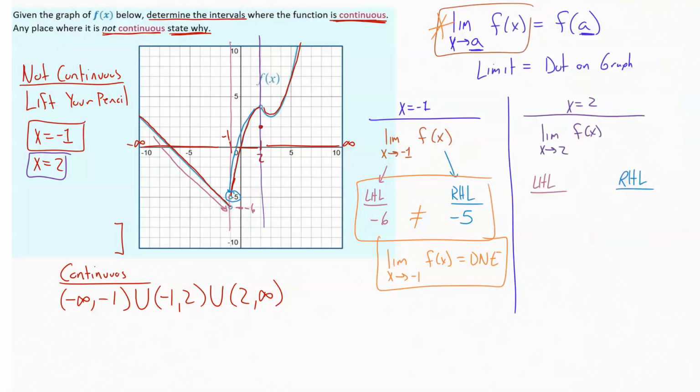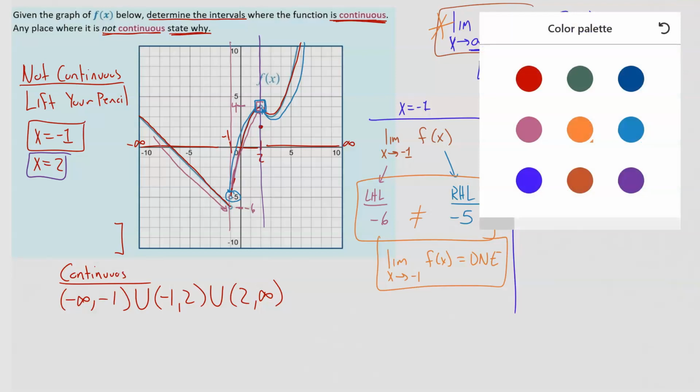And I say, okay, as I approach that wall from the left, drawing along this graph from the left direction, it looks like I'm headed towards this y value here, which would be 4. So my left-hand limit is 4. Coming at it from the right direction, it also looks like I'm headed towards that same position. It looks like I'm headed towards 4.